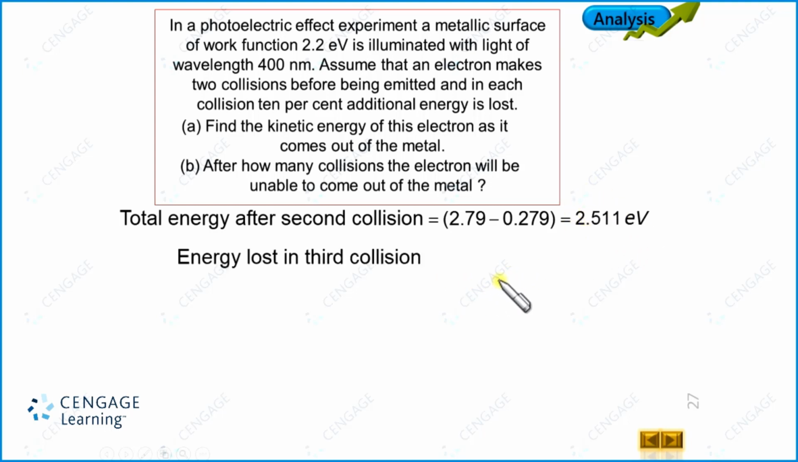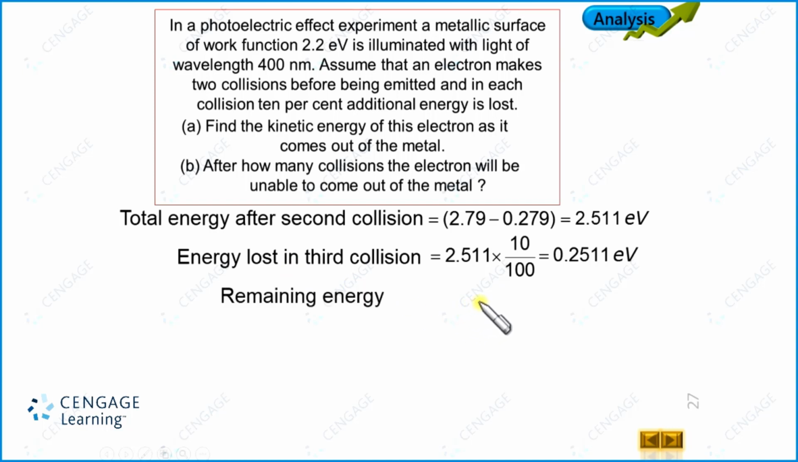Energy loss in the third collision should be equal to 2.511 multiplied by 10 by 100, right? And this value is 0.2511 electron volt. So this is the energy lost in the third collision. Now let us calculate the energy of the electron after the third collision, that is the remaining energy after the third collision. So we need to subtract this value from this value, right?